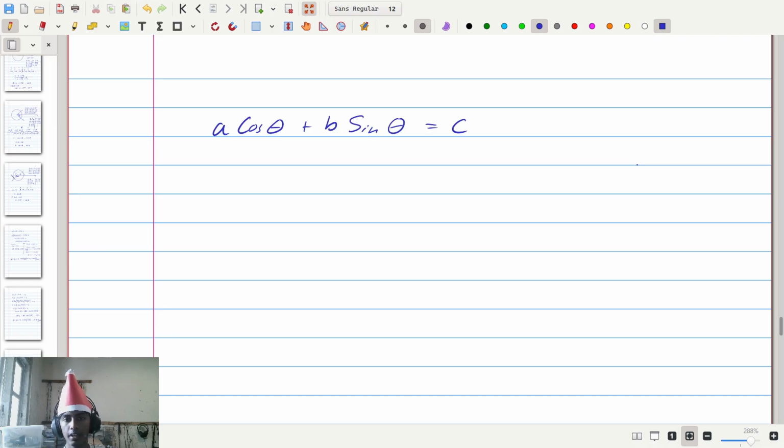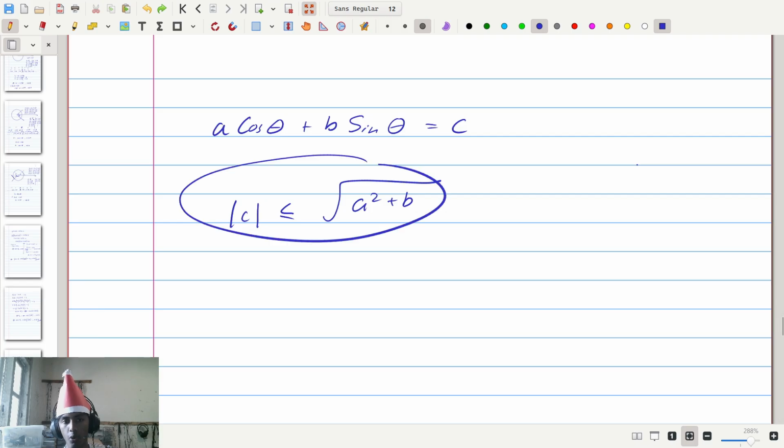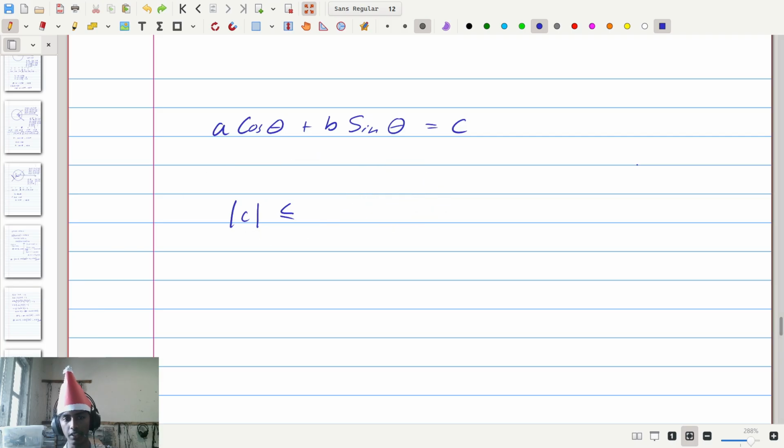It's the condition that the absolute value of c should be less than or equal to the square root of a squared plus b squared. We'll see why shortly, but I'm going to throw this out and we are going to prove how we know that that has to be the case.